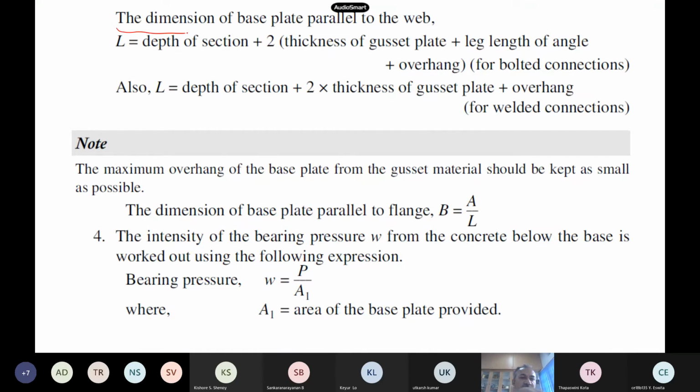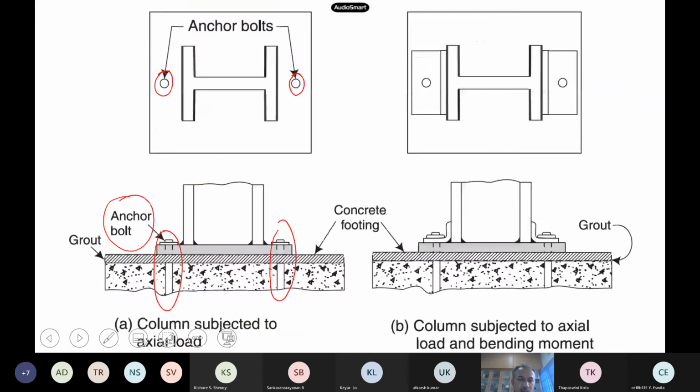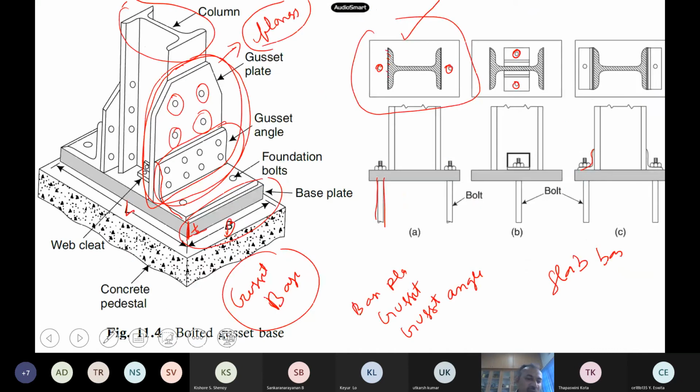Now the dimensions of the base plate. Okay, so we take it as depth of the section plus 2 times the thickness of the gusset plate, length of the angle plus overhang. This is like this. Now if you see this figure, the length of the base plate is nothing but this is the flange actually. So this is the depth of the flange. So this is my D.